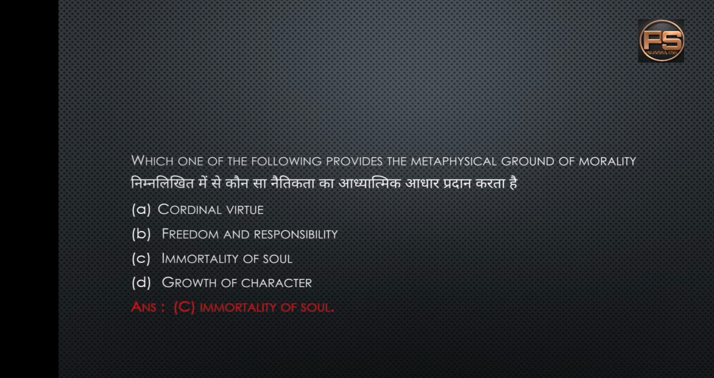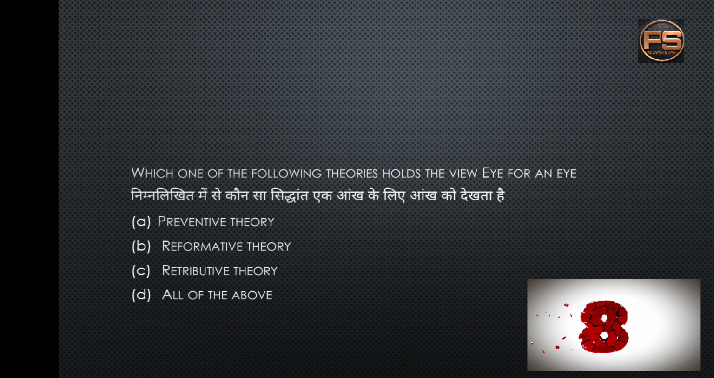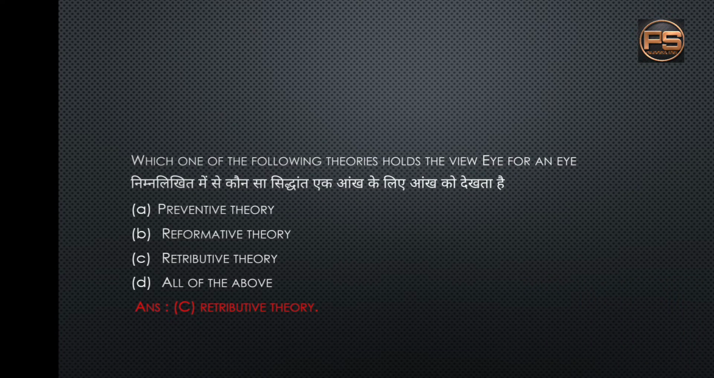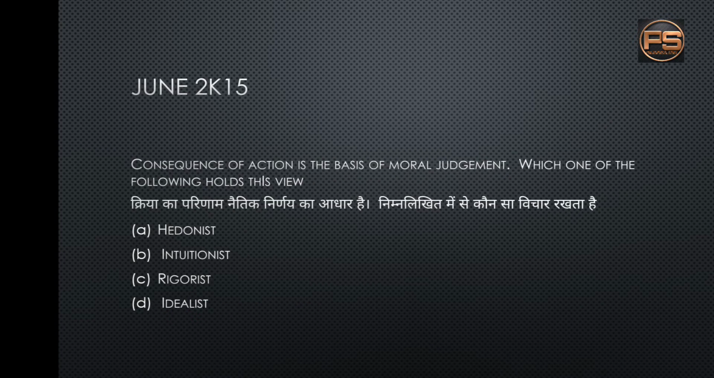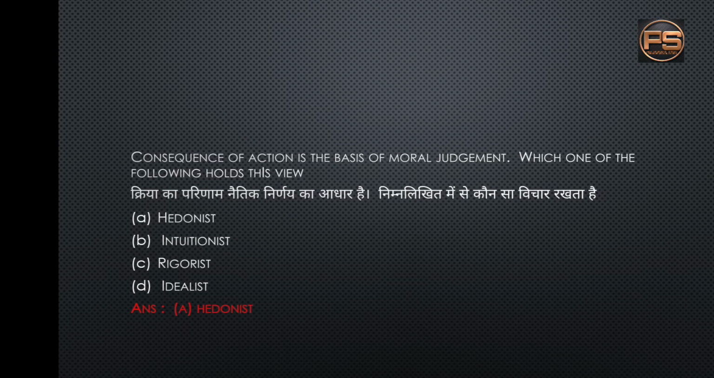Next question is, which one of the following theories holds the view of an eye for an eye? And the answer is C, retributive theory. Next question is, consequence of action is the basis of moral judgment. Which one of the following holds this view? And the answer is A, hedonist.